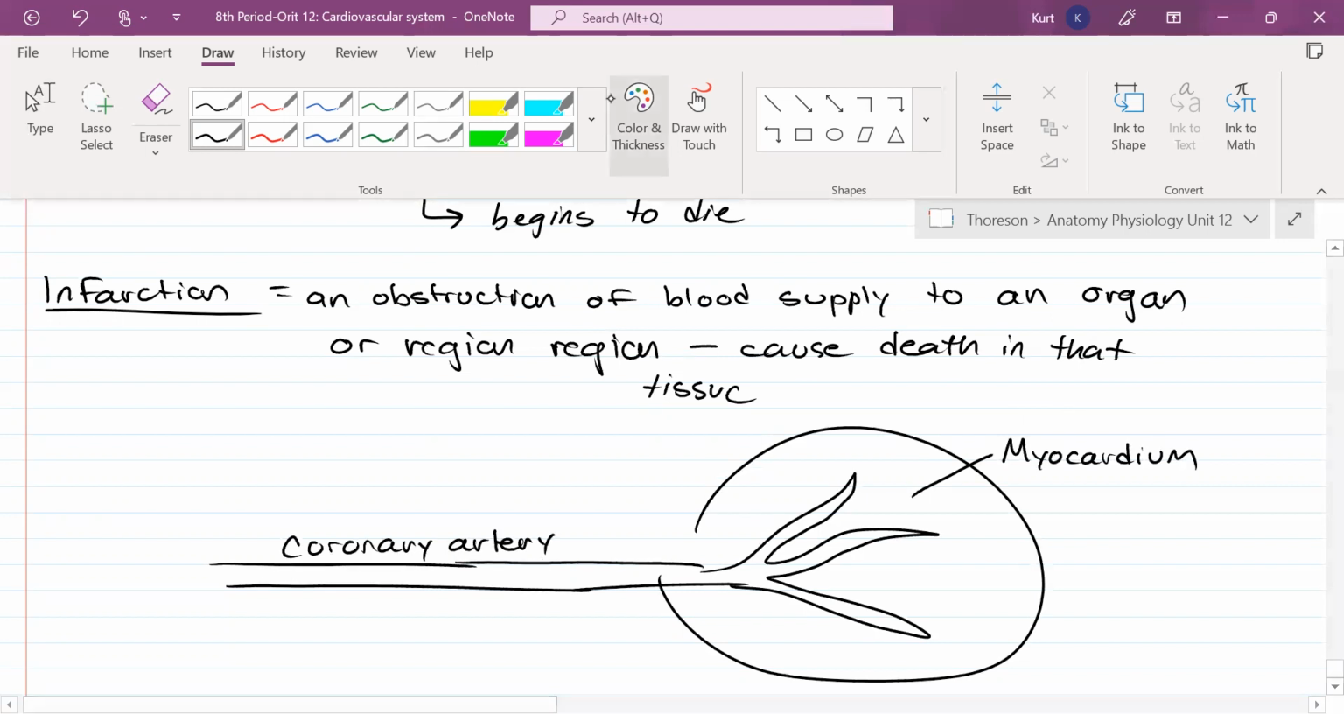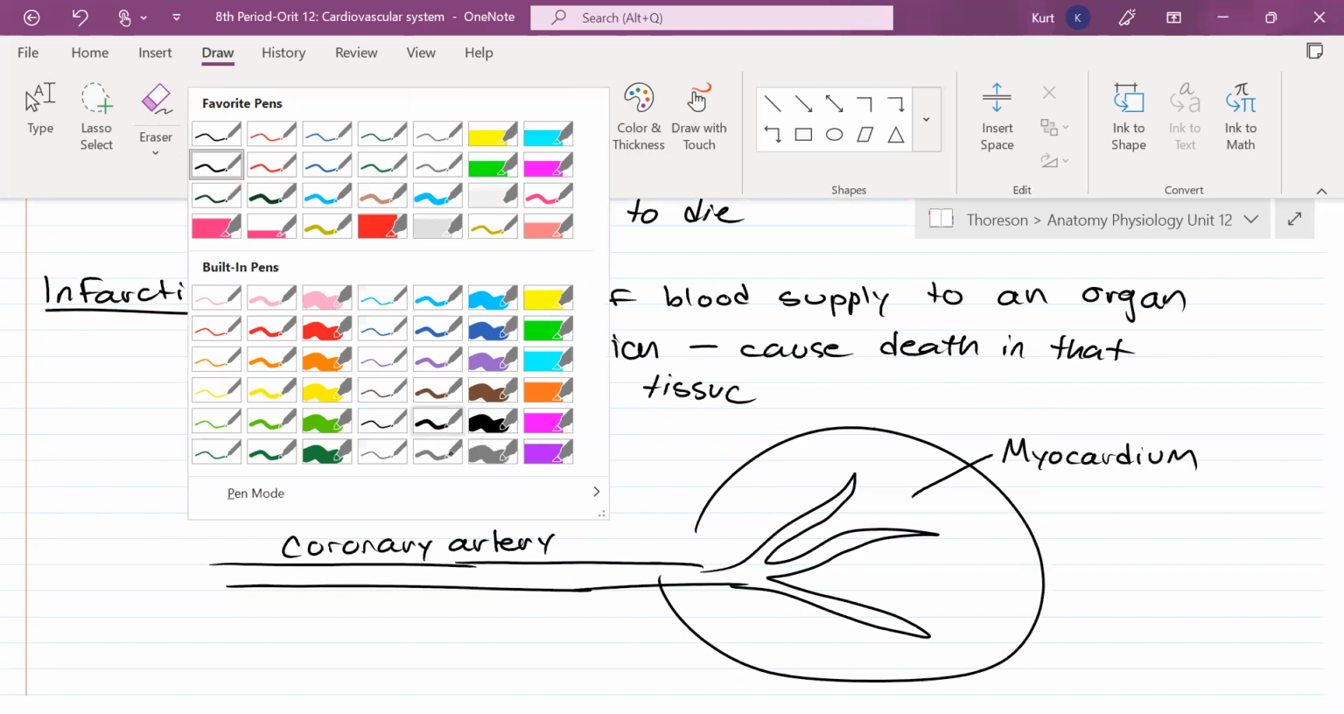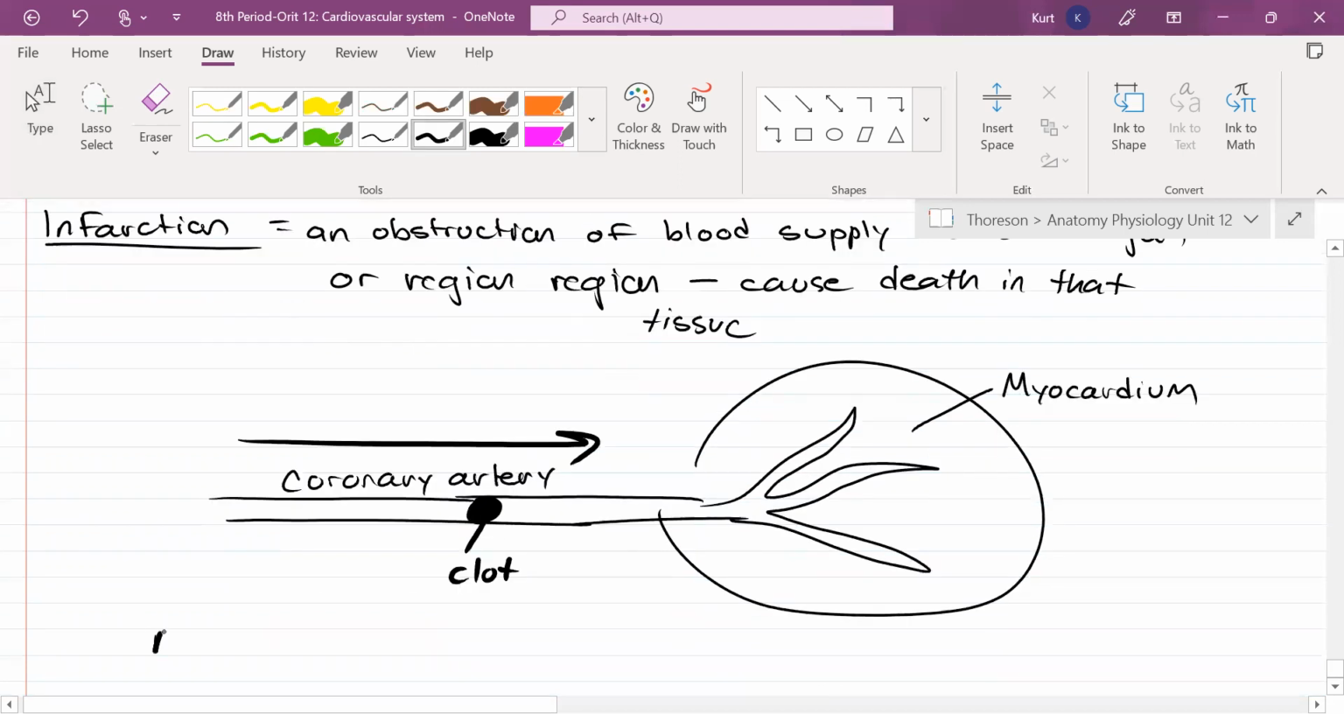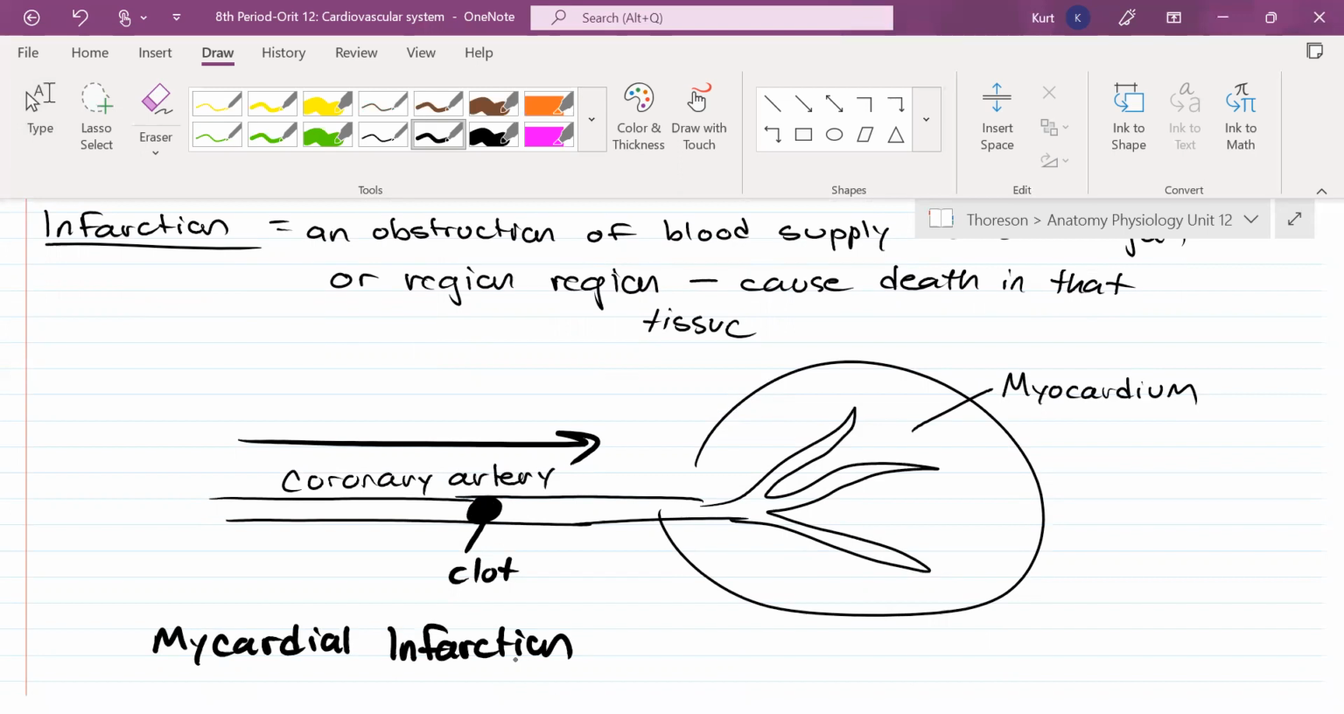Let's say that my grandfather, for example, had a blood clot, and it was right here. There's the blood clot. Can blood get past that spot? No. So what happens to all the myocardium for the blood that's supposed to be going from left to right? Is it getting oxygen? No, it isn't. And so this would be called a myocardial infarction. This is a blockage of blood that supplies the myocardium. This is a heart attack.